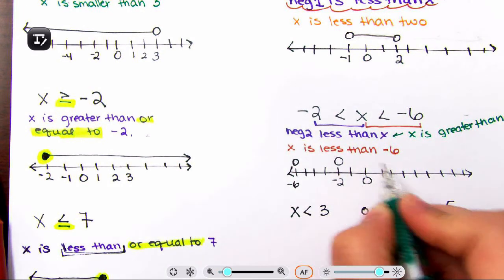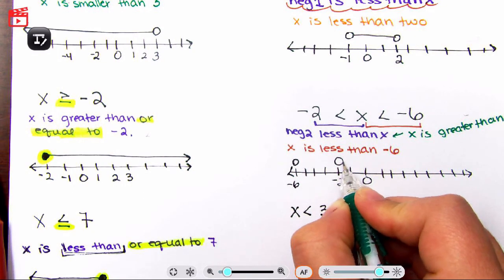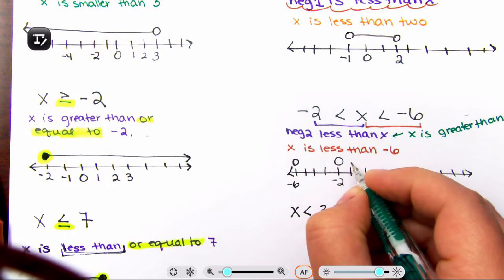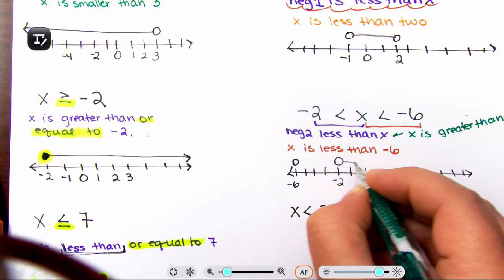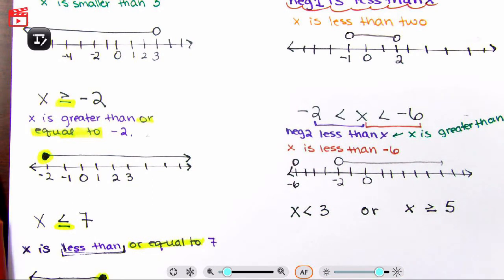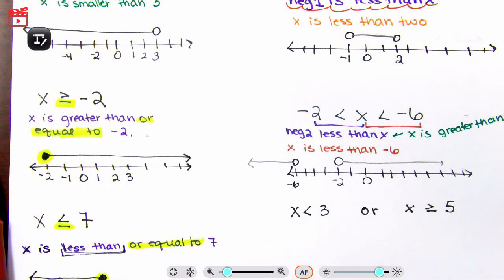x is greater than -2. So we want x is greater than -2. And x is less than -6. That to me looks weird because how can x also be greater than -2 at the same time as being less than -6? So I think there is a typo here.